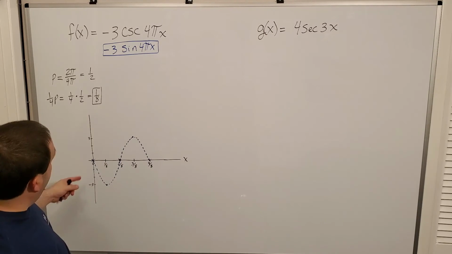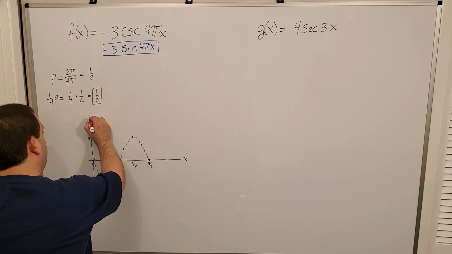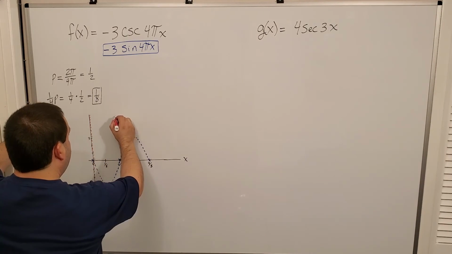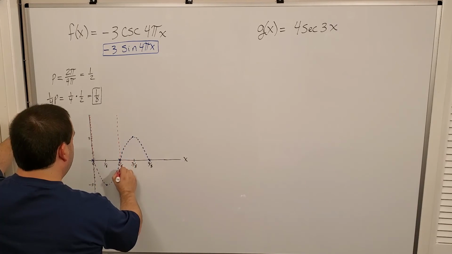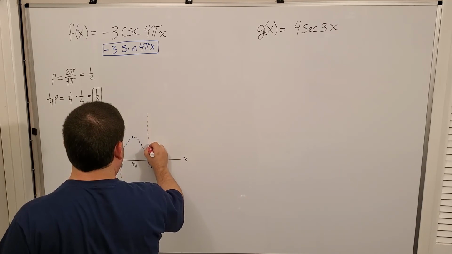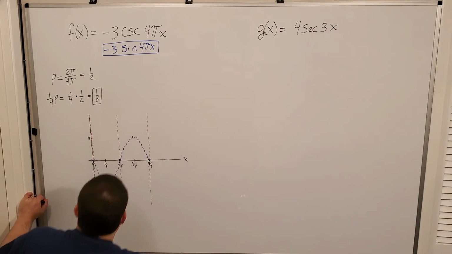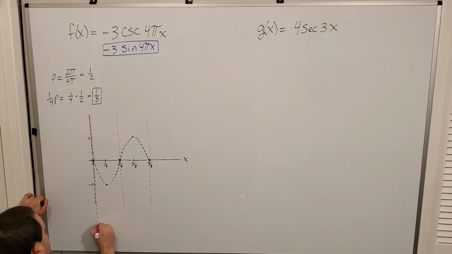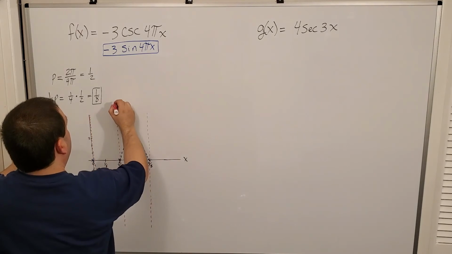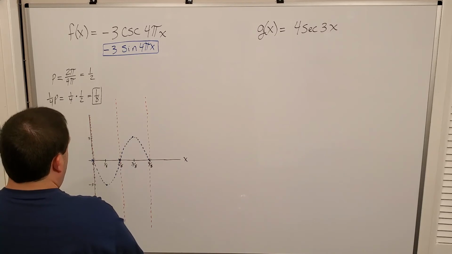So then I remember, oh yeah, everywhere it hits the center line, I'm going to put a vertical asymptote. So that would be at 0, at 2/8, and at 4/8. Okay, so actually let me go ahead and extend these asymptotes a little bit further here to help me draw these a little bit better. Alrighty.